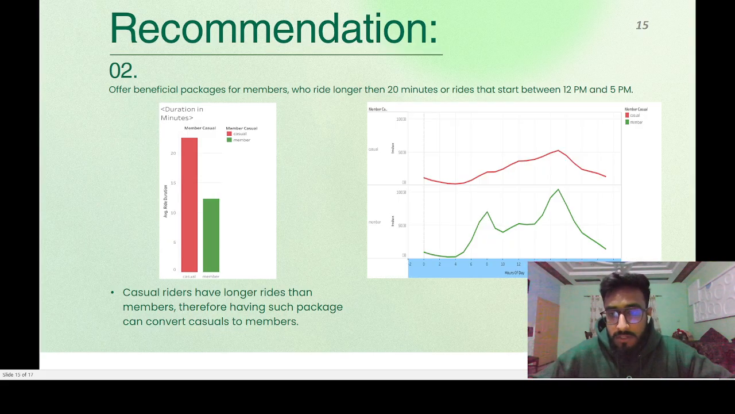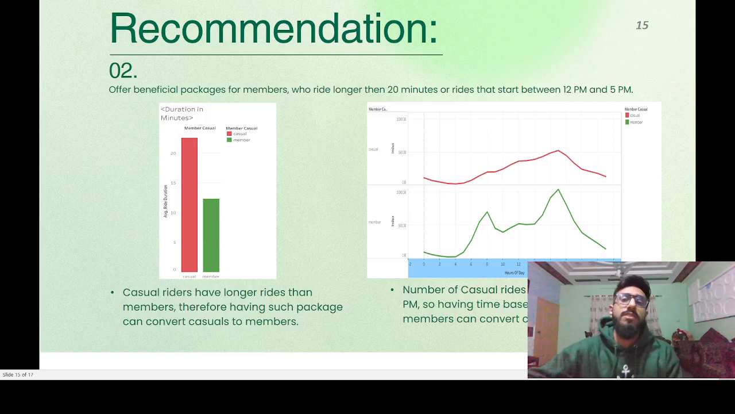Next, we can see that the casual riders are increasing from around 12 p.m. up till 5 p.m. So, some sort of package in the annual membership for those who start the ride between these hours could be beneficial. The number of casual riders increases from 12 p.m. up to 5 p.m., so having time-based facilities in rides for members can convert casuals to members.